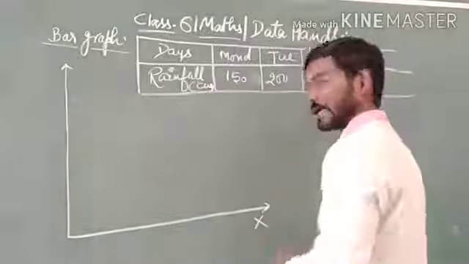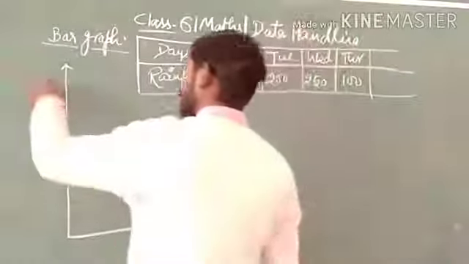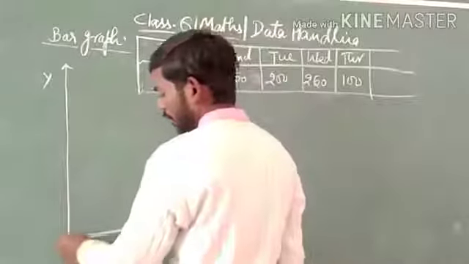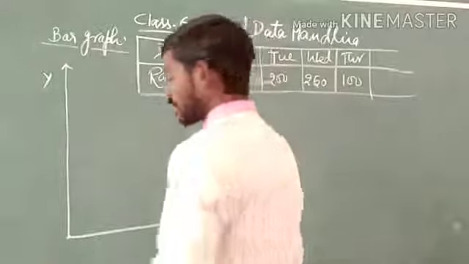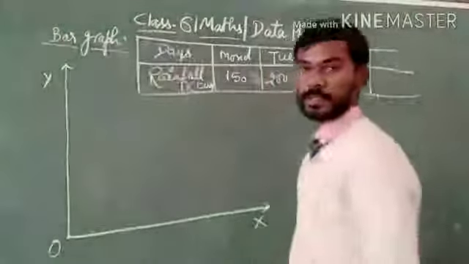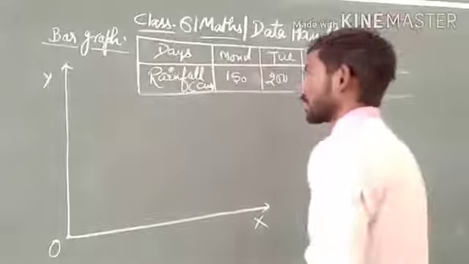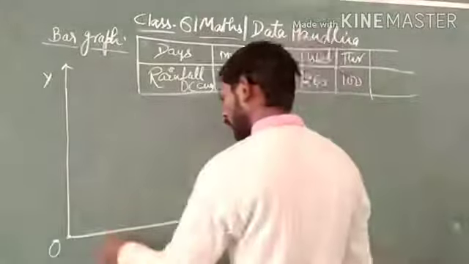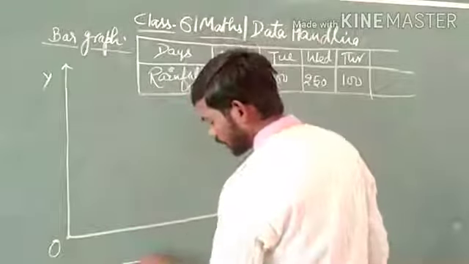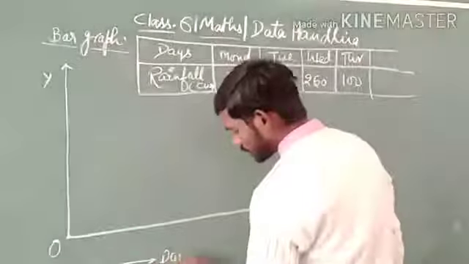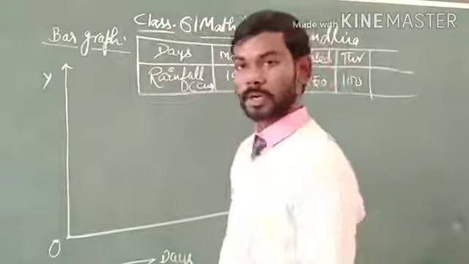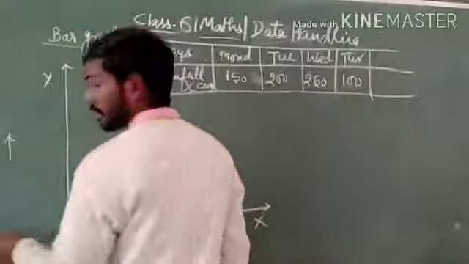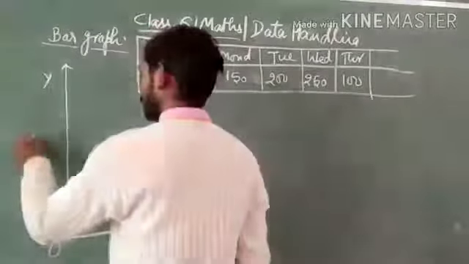Okay, the horizontal line is represented by x and the vertical line is represented by y, and the point where the tails of these two lines meet is called origin and it is represented by O. Now here on the horizontal line we shall represent days. So this horizontal line will represent days, and the vertical line will represent rainfall.